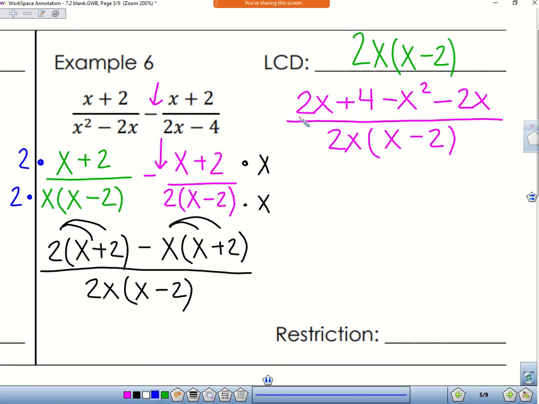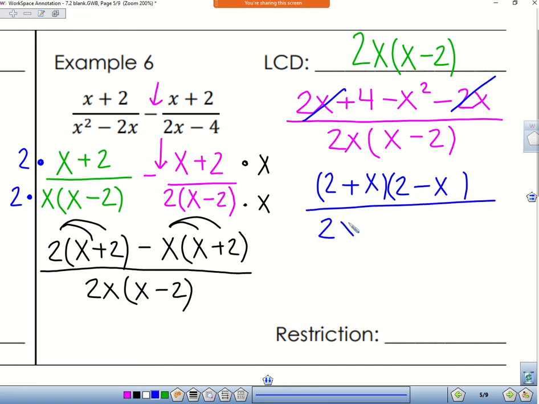So then from here we want to cancel out anything I can cancel out. What can I cancel out in the numerator? Good. And that leaves me with 4 minus x squared, which is the difference of squares. Difference of 2 squares. What's the square root of 4? What's the square root of x squared? So that factors into that. They factored, luckily for us.